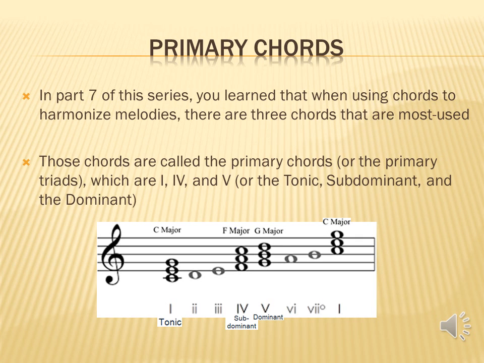Primary chords. In part 7 of this series, you learned that when using chords to harmonize melodies, there are 3 chords that are most used. Those chords are called the primary chords, or the primary triads, which are the 1, 4, and 5, or the tonic, subdominant, and the dominant. Here are the primary chords in C major.